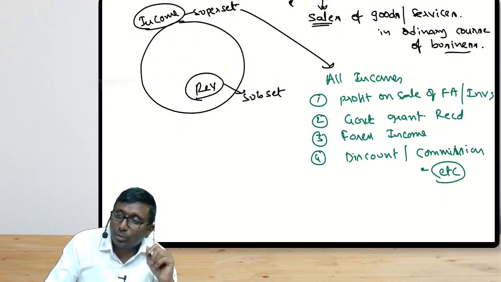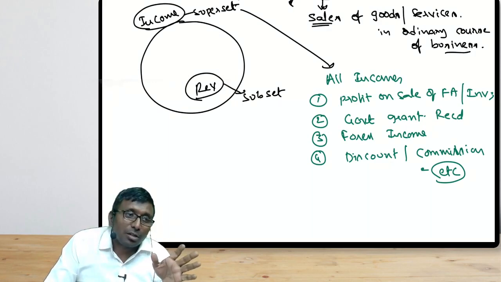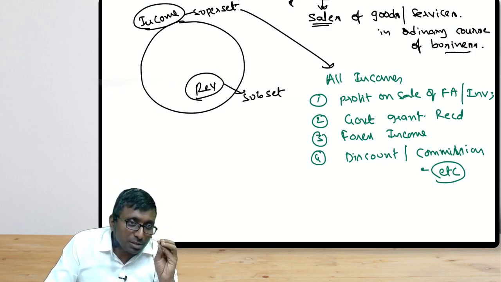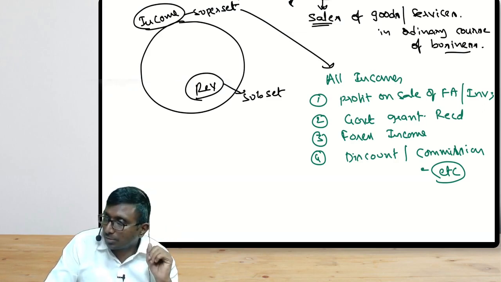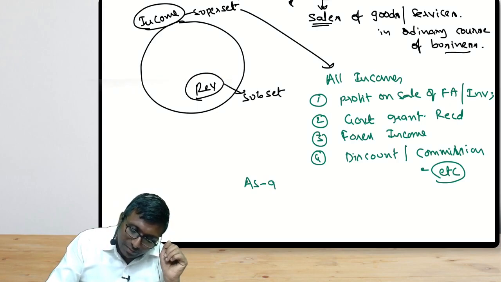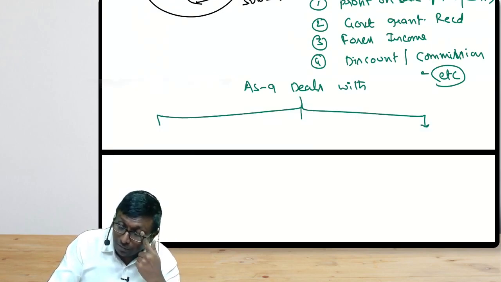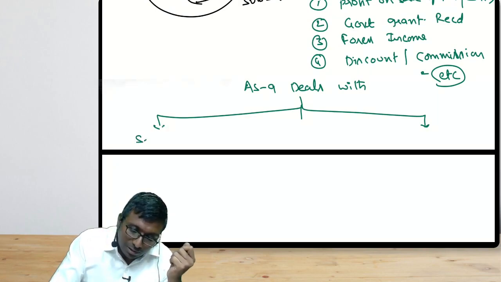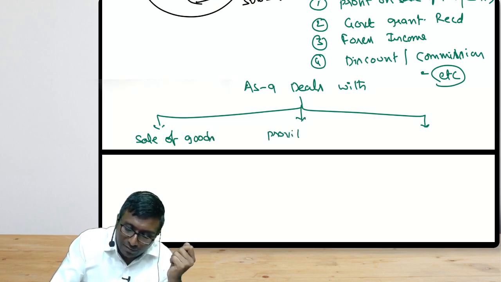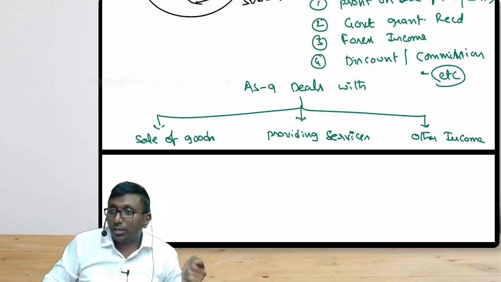But Accounting Standard 9 doesn't talk about all kinds of income. It talks about only a specific, exactly fixed number of incomes. AS 9 deals with a total of 5 types of income. The first one is sale of goods. The second is sale or providing of services, that is, service related income. The next one is called other income.